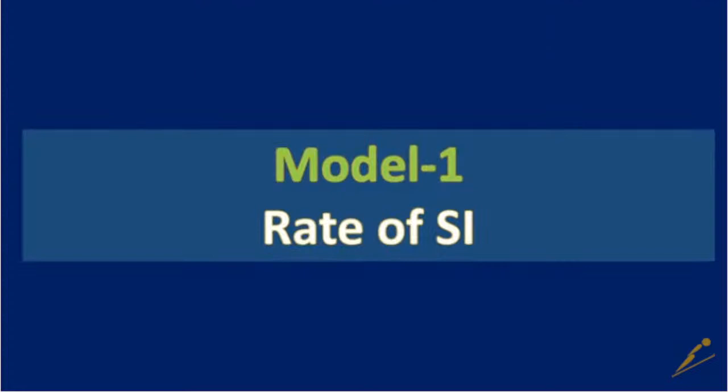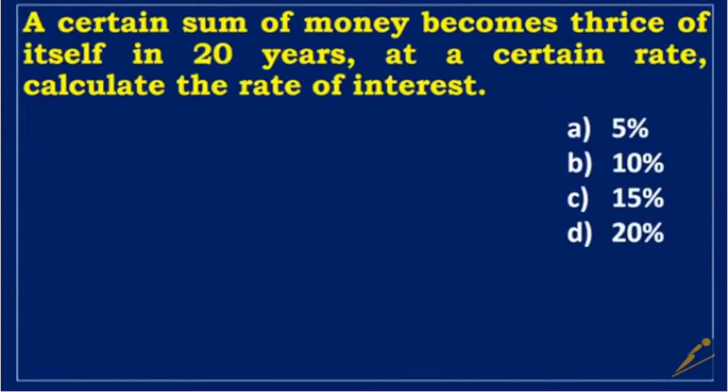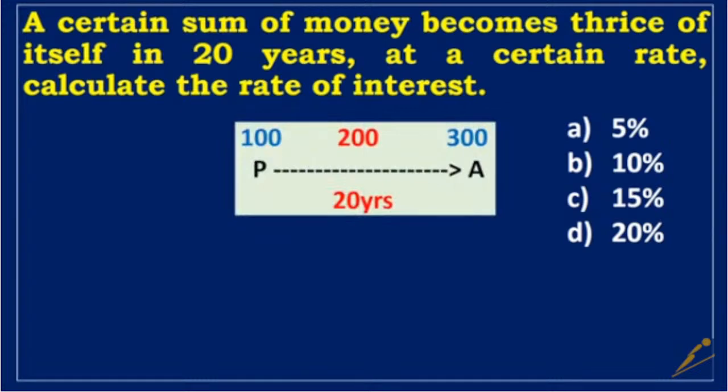Model 1. Rate of simple interest. A certain sum of money becomes thrice of itself in 20 years, at a certain rate. Calculate the rate of interest. Assume the principal is 100 rupees. This sum will be multiplied 3 times over the course of 20 years, culminating in 300 rupees.